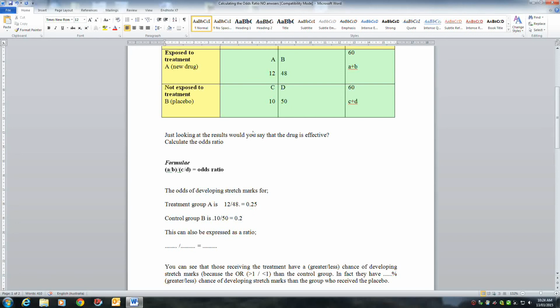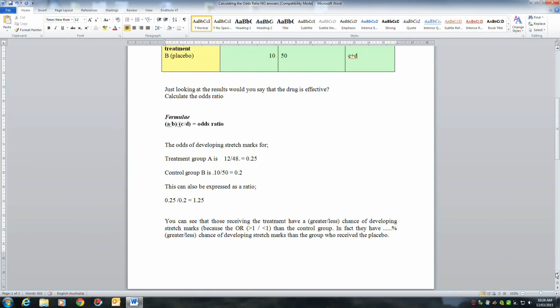So remember, now we have to do this A divided by B, which is the 0.25, and we have to divide that by C divided by D. So that goes in here. And if you do that calculation, you should get 1.25. So how do we interpret that finding? We've calculated an odds ratio of 1.25.